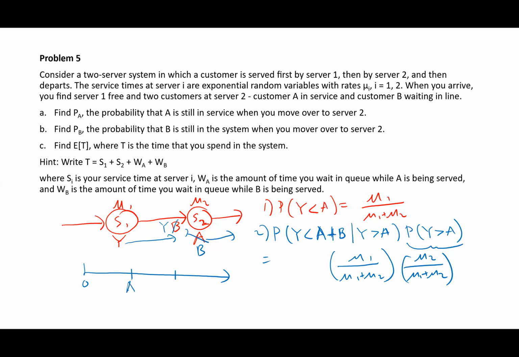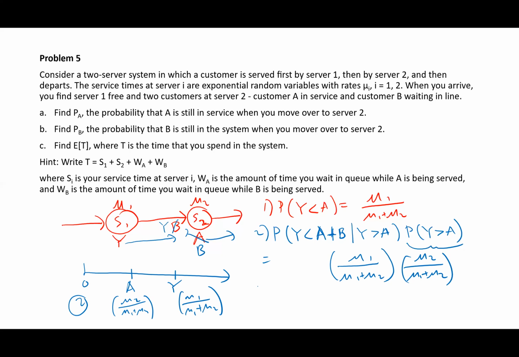A finishes before me, Y, and then the next event is Y, me, finishing. If those two things happen, then I'll be waiting for B, right? So this probability was mu2 over mu1 plus mu2, and this probability is mu1 over mu1 plus mu2. You have to multiply those two things because they have to happen in consecutive sequence. So this is represented by number 2, right?